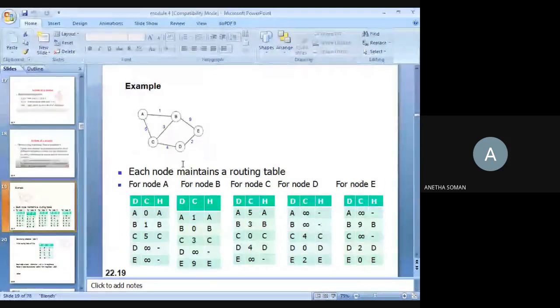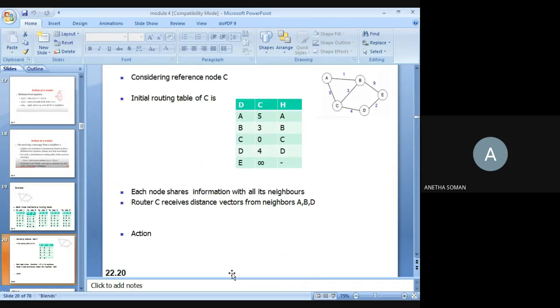See, if you have a direct link, you just write the cost as it is from the diagram. If you don't have a direct link, you mark it as infinity. That is the thing that I have done up to here in the initial routing table. Okay. Now, what is the next step?